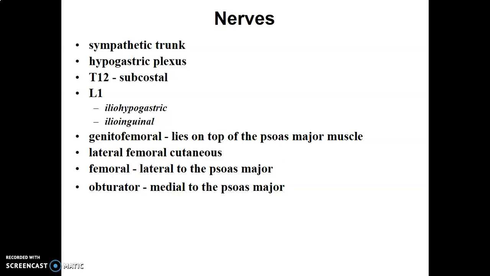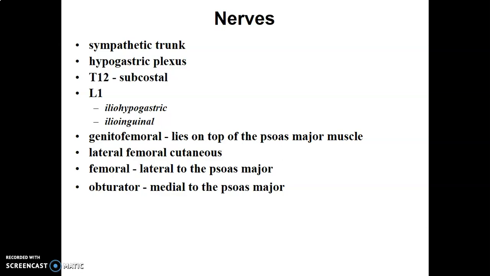So we have iliohypogastric and ilioinguinal. Then we have the genitofemoral nerve, which usually lies on top of psoas major muscle. There's the lateral femoral cutaneous nerve. There's the femoral nerve that lies lateral to psoas major, and the obturator that is medial to psoas major. So on top of psoas major is genitofemoral, lateral to psoas major is the femoral nerve, and medial to psoas major is the obturator.